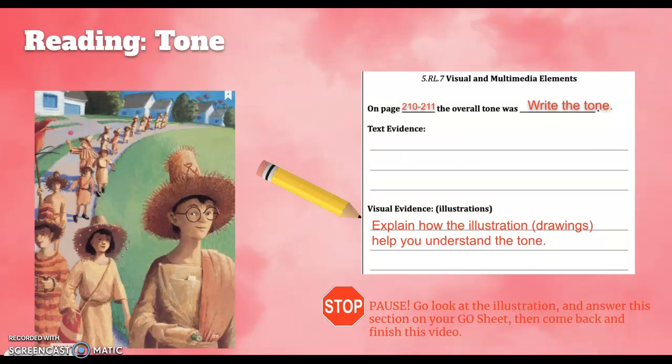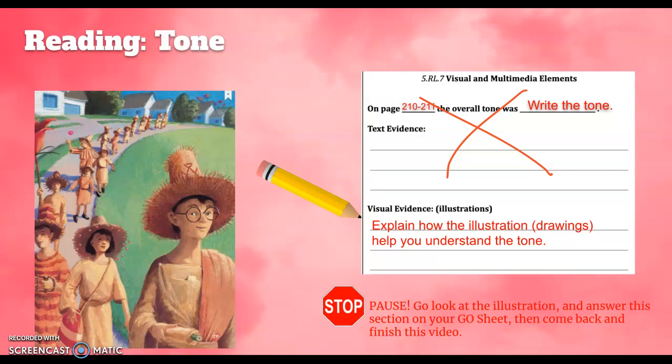So we're still talking about tone. We're still on this section of our Go sheet, but at this point, you have completed this portion of it, and now we're going to just be down here in the bottom. So what I want you to do here is we talked about how tone is conveyed with the way the author writes things, but that the illustrator can also give us clues with the pictures.